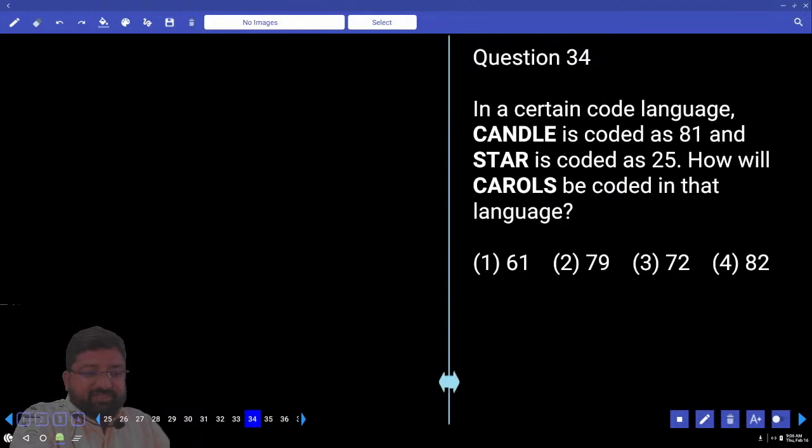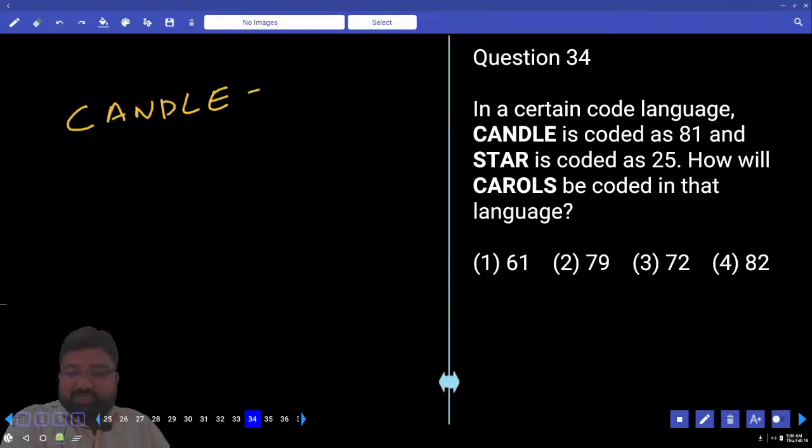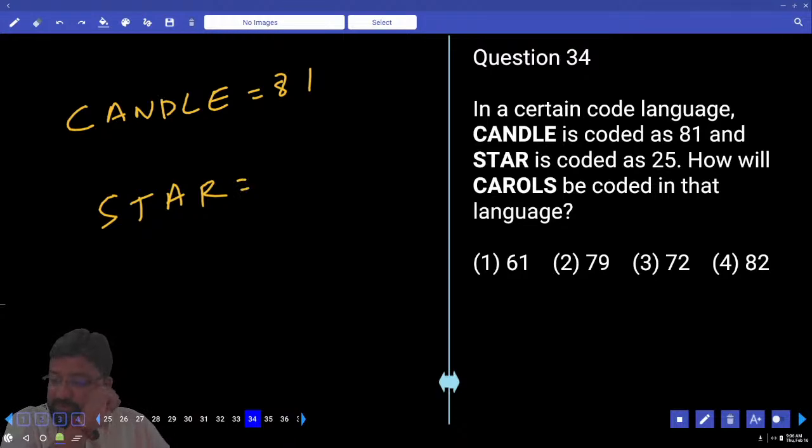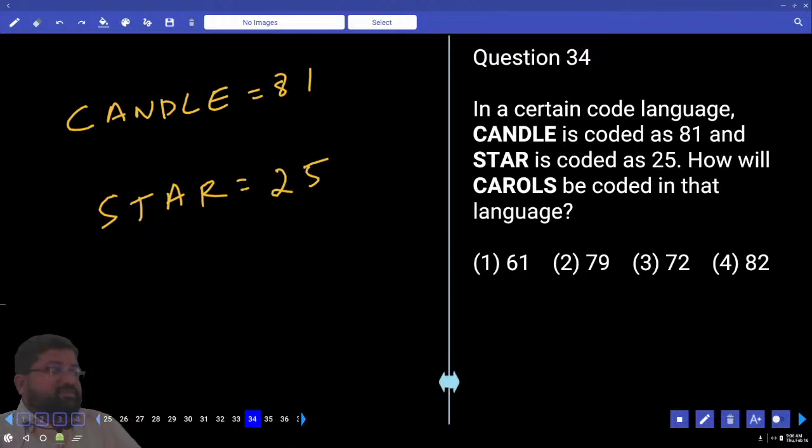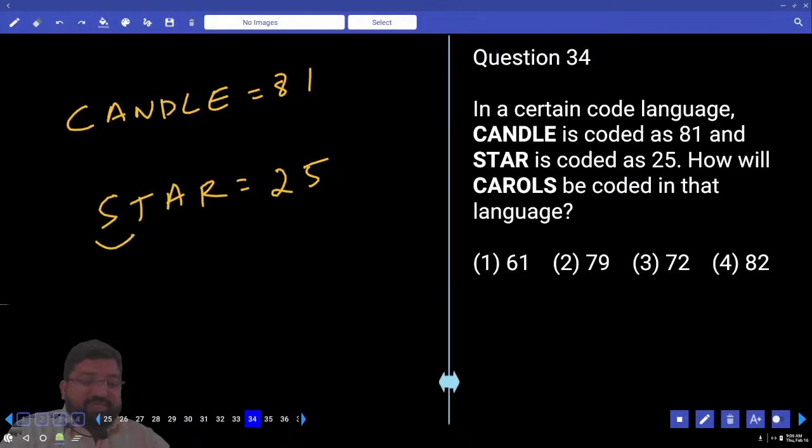This is an excellent question. Candle. Candle is coded as what? 81. And then star is coded as 25. Always go with the smaller word. The intention of the examiner is to give one small and one big, and is giving us an idea. Go with the smaller word and see, ee rendu kaliptene it will be much more than 25.